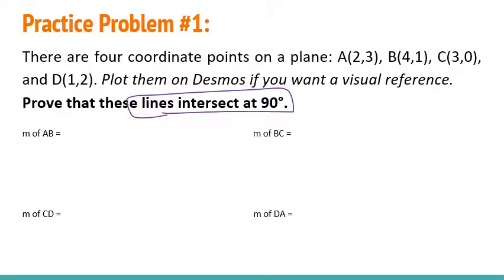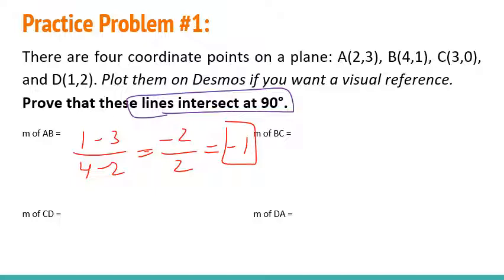So the slope of AB, you're going to have 1 minus 3 divided by 4 minus 2. So that's -2 over 2, which if you reduce that fraction is -1. So why don't you pause here and find the slopes of the other 3 lines?